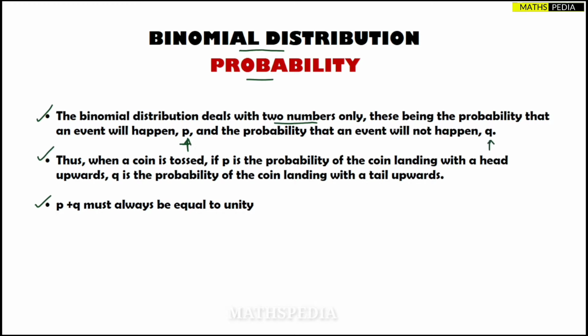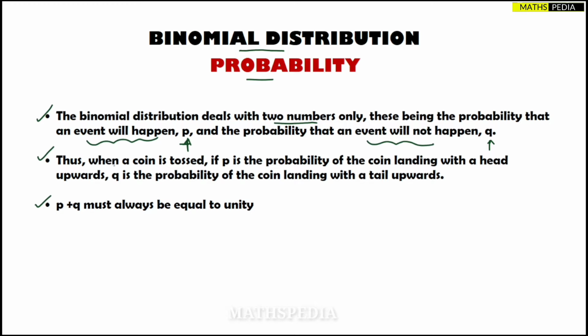So what is P? P and Q are the two numbers. P is nothing but the probability that the event will happen, and Q is nothing but the probability that the event will not happen. We'll consider an example, and you will understand. Just remember two things: P is the event will happen, a positive thing, and the event will not happen, we'll take it as Q, that is a negative thing.